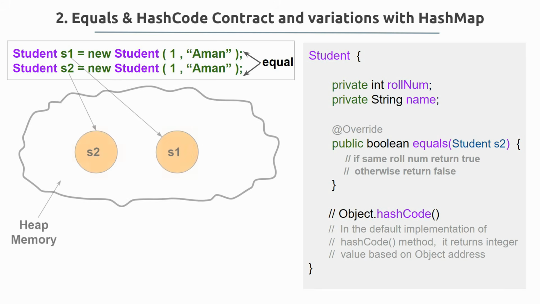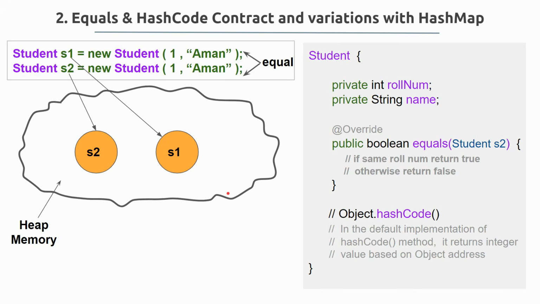But in memory, they are two different objects, right? But we don't care whether these two objects are different in memory or not. What we care about now is the roll number. If they have the same roll number, they are equal, right? But the implementation of the hashcode method is still the default implementation, which depends on the memory address. So obviously the memory addresses of S1 and S2 are different, right? So their hashcodes will be generated different. So this contradicts our equals and hashcode contract.